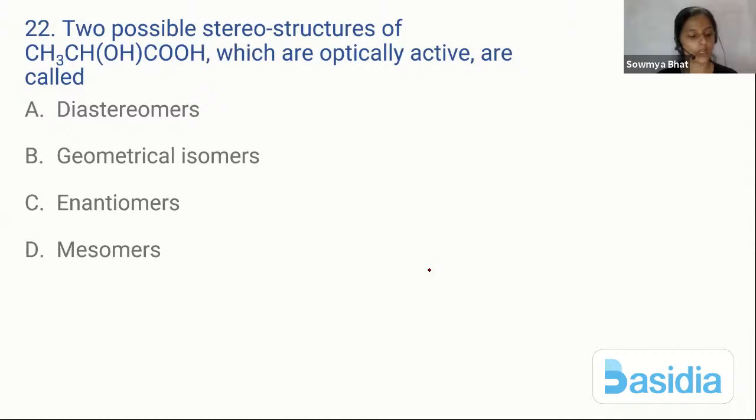The next question which we have here is, so someone is saying, hi, thank you for watching. Two possible stereo structures of the given compound which are optically active are called as what? Let me write the structure first. CH3 here, H here, OH, you can place them anyway, C over H.